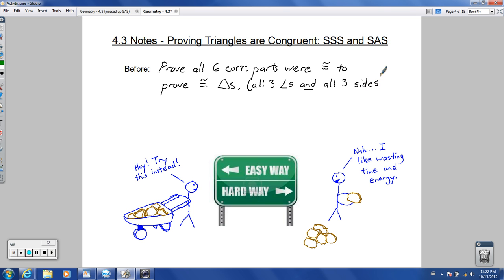You don't have to draw this incredible picture, but that's just to help you hopefully start thinking about this. Is there an easier way? We always want to ask that in math or anything. Is there an easier way to get the same job done? If there is, why not do it the easier way? So that's my big question here. Is there a better or an easier way?